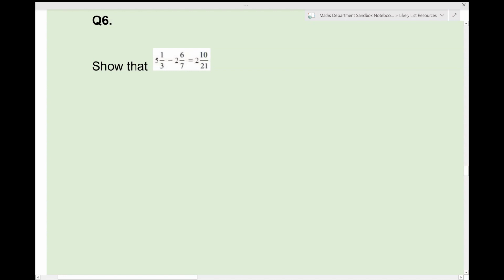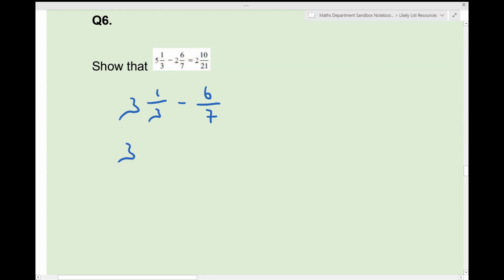Question 6. Look at that. It's not a division, it's subtraction. So I'm going to do the wholes first. 5 take away 2 gives me 3. And now I've got a third take away 6/7. Right, so that's going to be 3.